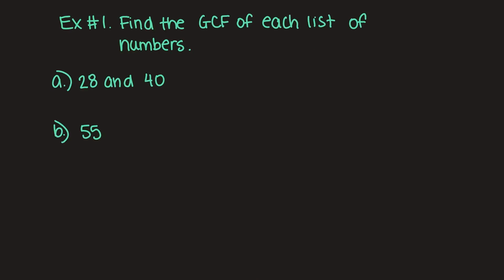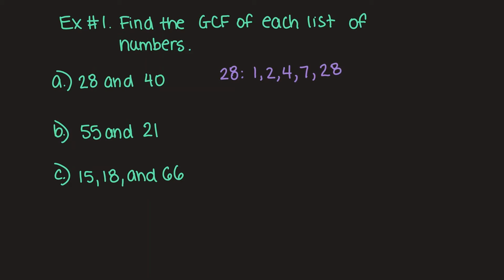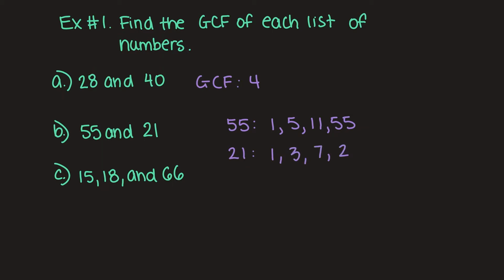We want to find the greatest common factor of each list of numbers. So let's list out the factors of 28 and the factors of 40. The greatest factor that they have in common will be 4. So the GCF of 28 and 40 is 4. We can do the same thing for 55 and 21. So they only have a common factor of 1. Therefore, the GCF of 55 and 21 is 1.